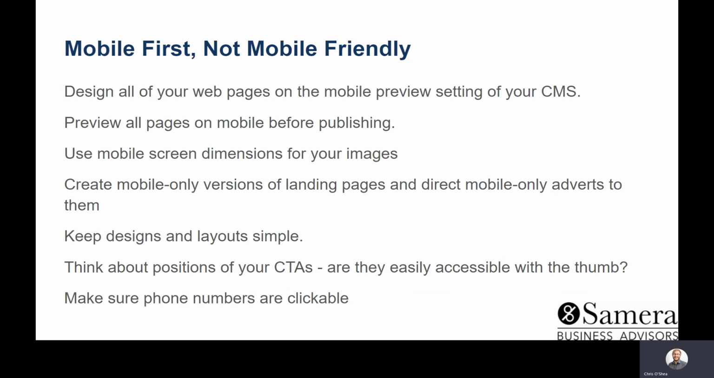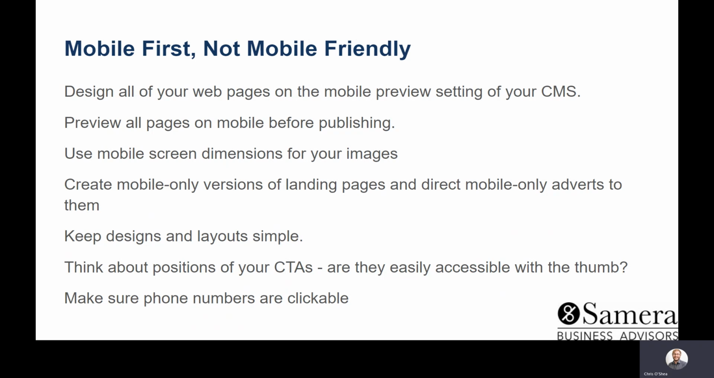So when you're designing a page, make sure you have the preview setting on mobile, so that you can see what it looks like on a mobile page, because that's what you're building it for now. Preview all the pages, use mobile screen dimensions for images. Again, you can just Google this kind of thing. Create mobile only versions of landing pages. So if you've got PPC ads or you've got backlinks out there that land on certain pages, try and make sure that they've got a mobile only version, because then you know it's going to look good.